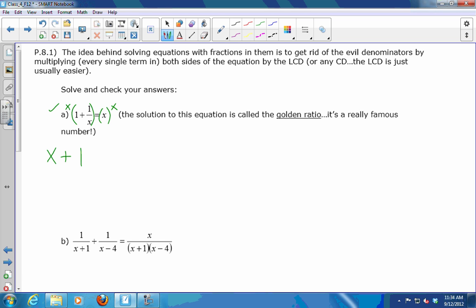Hooray, the fraction's gone, right? And then I have x times x, which is x squared. And now I have a quadratic, which I have the tools to solve, right? I can use the quadratic formula. I could factor. So if I used the quadratic formula, I would say x squared minus x minus 1 is 0. Solve it using the quadratic formula.